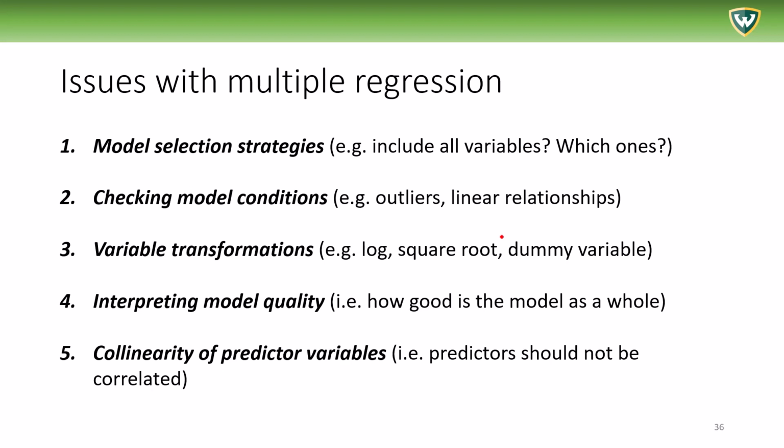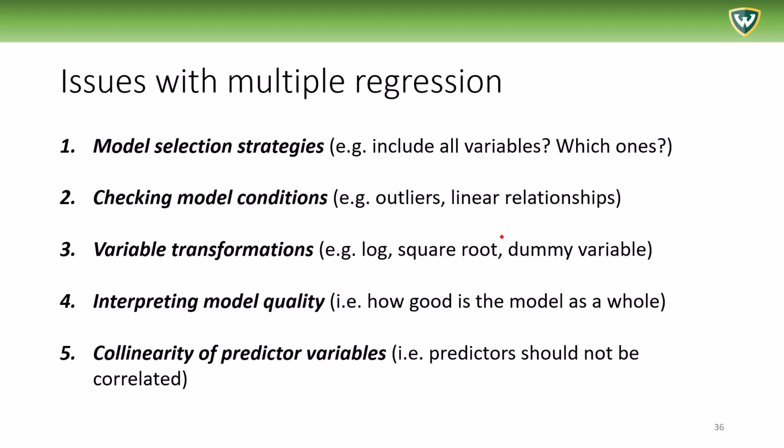Checking model conditions, so things about outliers or whether there are linear relationships. This is a linear model, so we do want to graph the relationship between certain variables and see if it seems linear before we use the linear model, because multiple regression is a linear model. Also, we need to be aware of variable transformations, and we talked about the dummy variable. This is a variable transformation, so these are things we have to do before we build the model. And there are other kinds of variable transformations we can do as well.